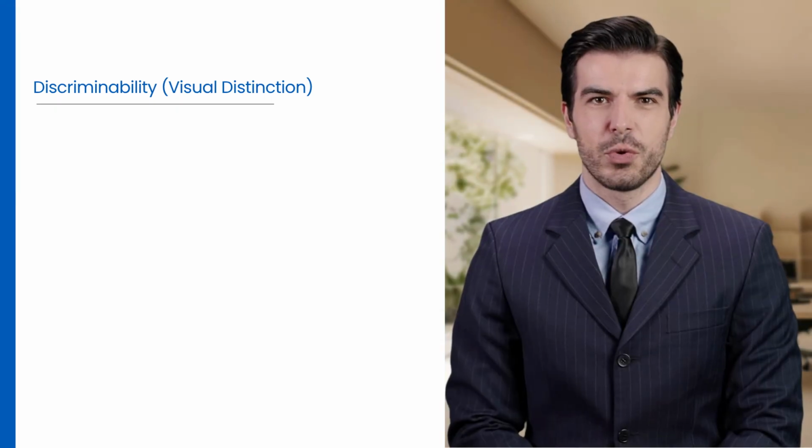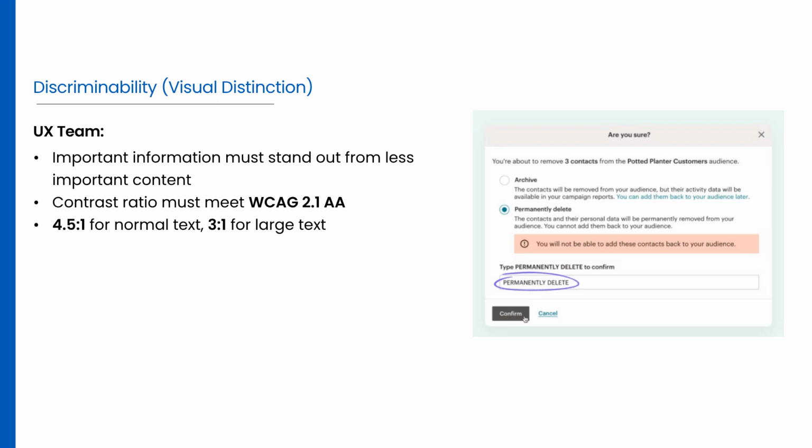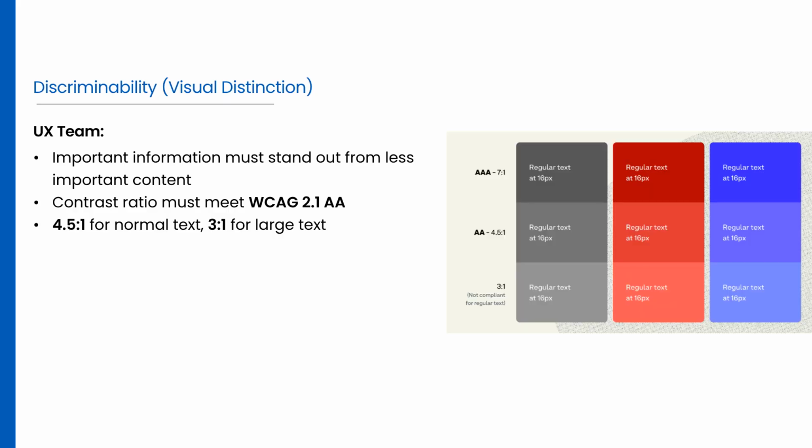Discriminability must ensure that important information stands out clearly from less important content. The UX team must design interfaces where key information is visually prominent. Contrast ratios must meet WCAG 2.1 AA standards with at least 4.5 to 1 for normal text and 3 to 1 for large text. For example, primary buttons or alerts should be highlighted using strong contrast so users can easily identify them.